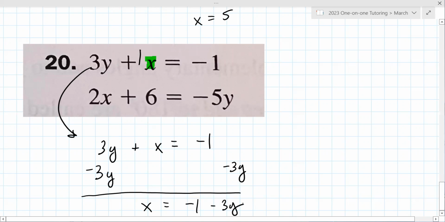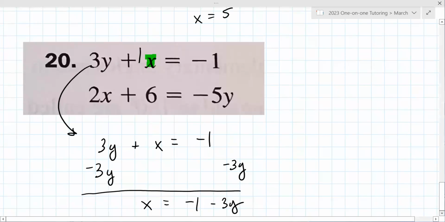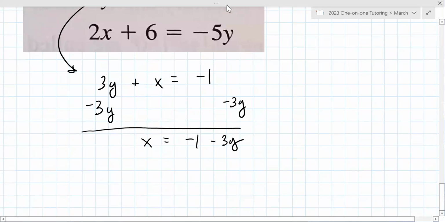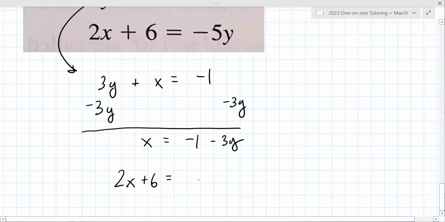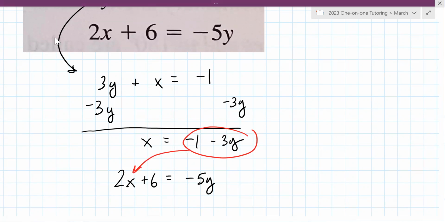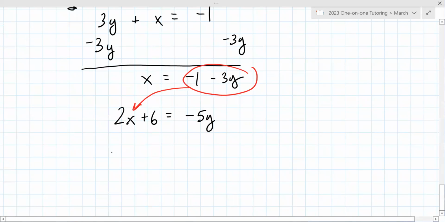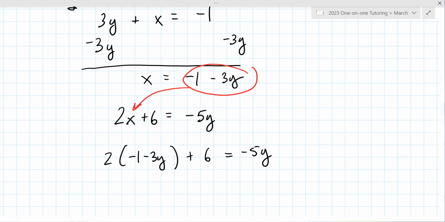-1 minus 3y. Okay. And then from here, all of this is going to go into that second equation, 2x plus 6 equals -5y. So everything in here is going to go in for that x. -1 minus 3y plus 6 equals -5y.